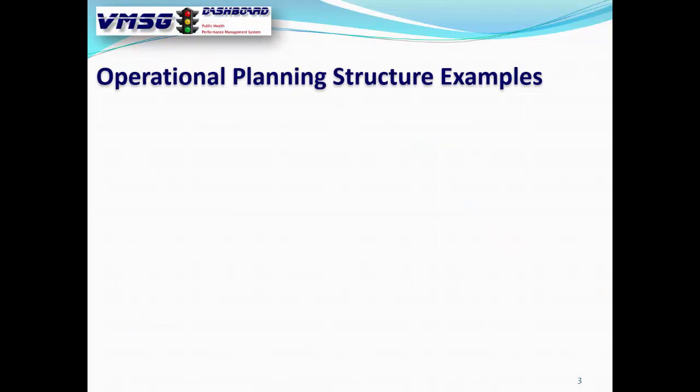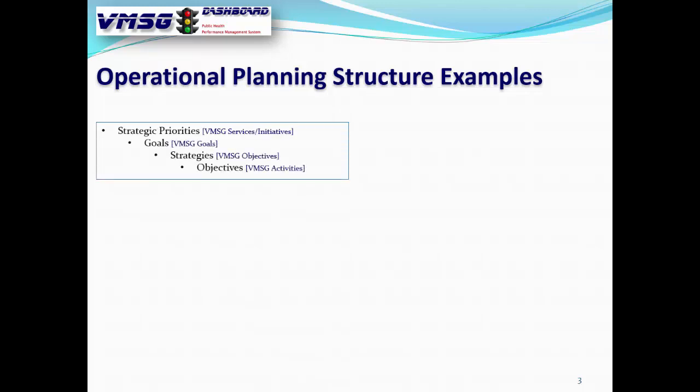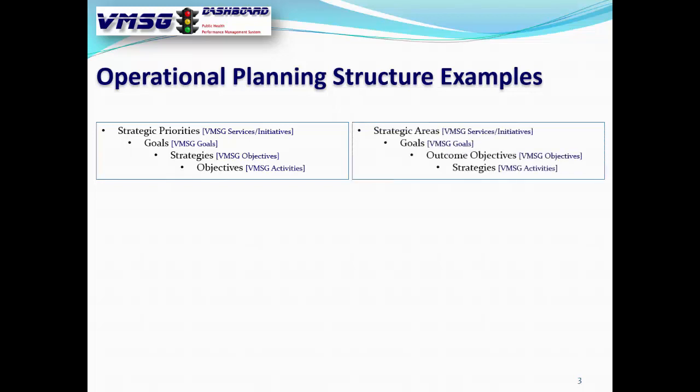These are some of the various planning structures we've seen in health departments across the nation. You can see how each maps to the VMSG planning model. In this example, at the service initiative level, we have what they call strategic priorities. Strategic priorities is probably the most common nomenclature for services and initiatives in strategic plans. In this case, we have strategic areas as our services and initiatives, goals equals goals, outcome objectives for objectives, and then strategies as the activities. You may notice that strategies kind of appear anywhere, so I've seen them at every level in the plan here.